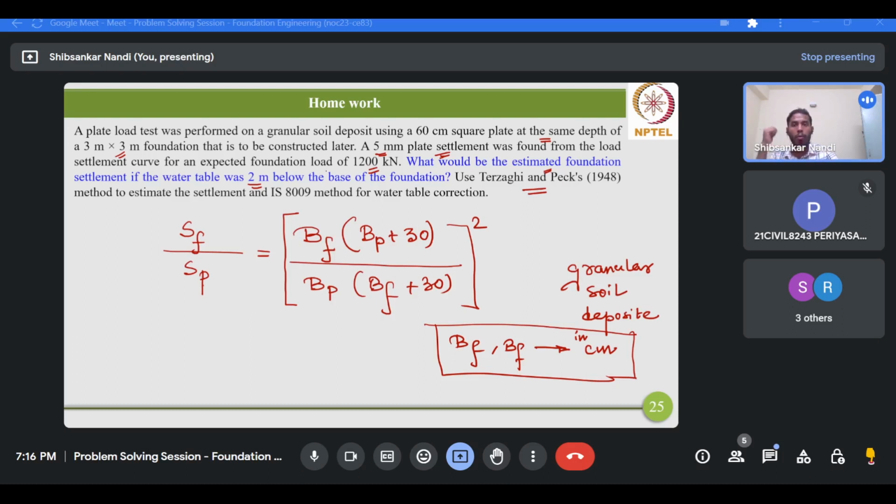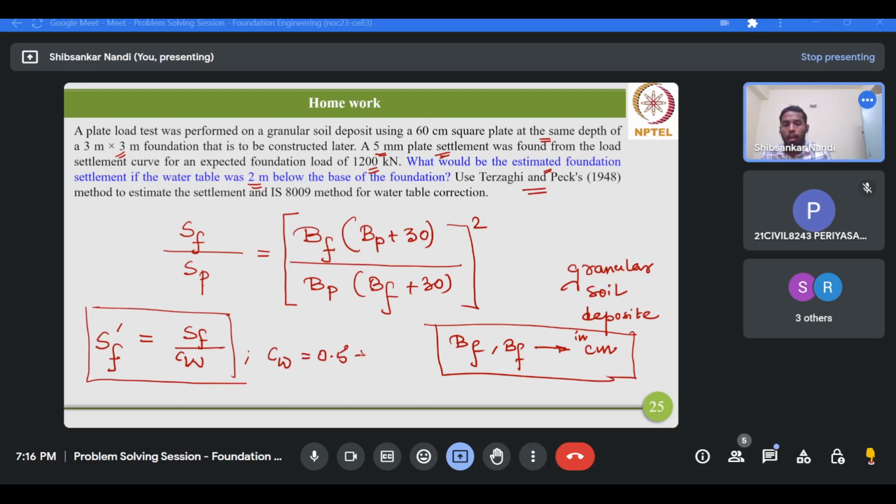because at the time of testing there was no water table. However, at the time of construction you have encountered the water table at a depth of 2 meters below the base of the foundation. So the corrected settlement would be SA divided by this correction factor CW. Now how can you calculate this CW? CW, as per IS 8009, would be 0.5 plus 0.5 DW prime by B, but it should be less than 1.